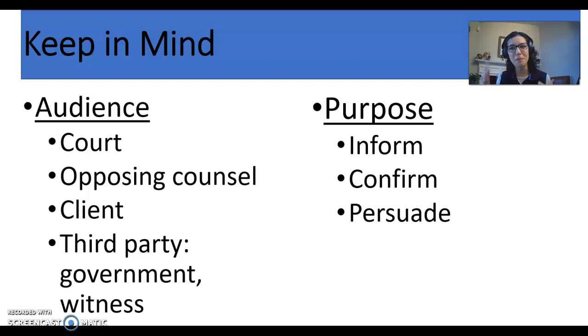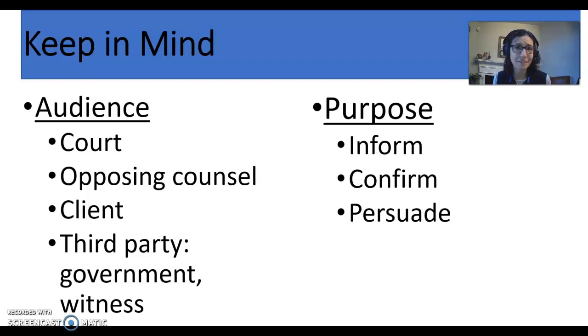If that suddenly reminded you of being in middle school and into high school when you learned about informational writing and narrative and persuasive writing, we are back to the basics. So we are going to learn next semester how to write persuasively to the court when we're trying to advocate on behalf of our client.